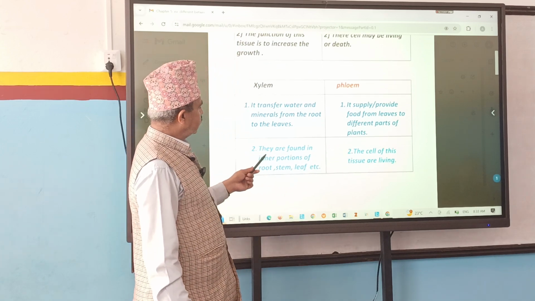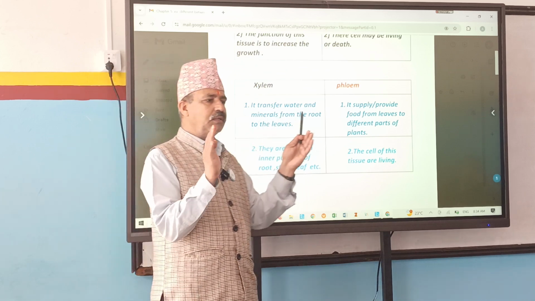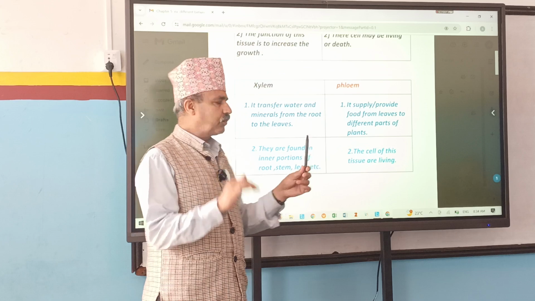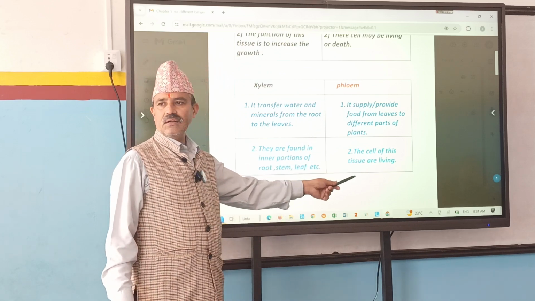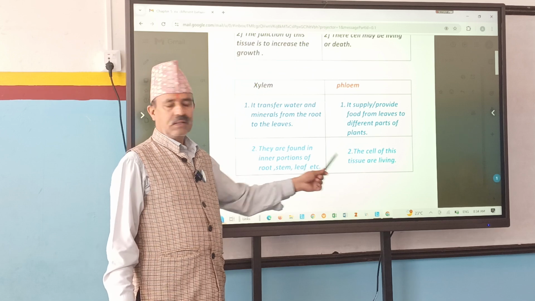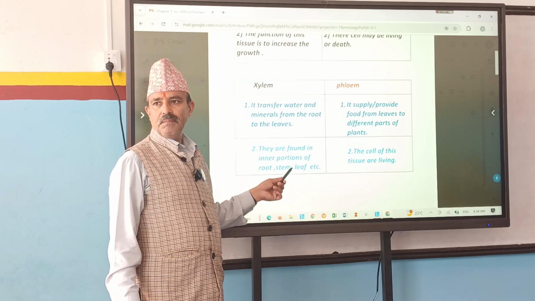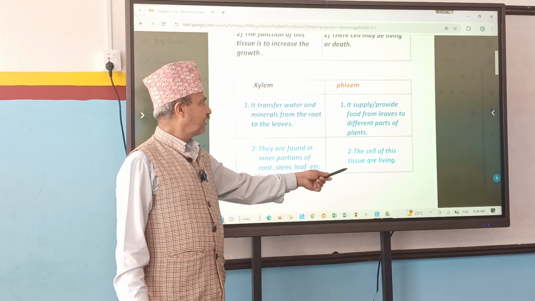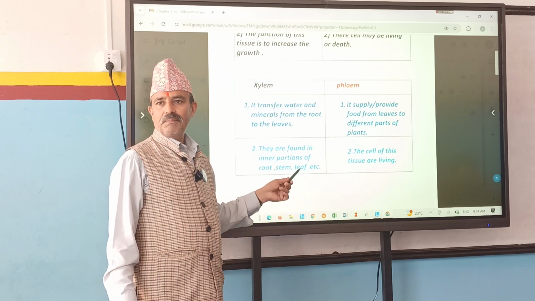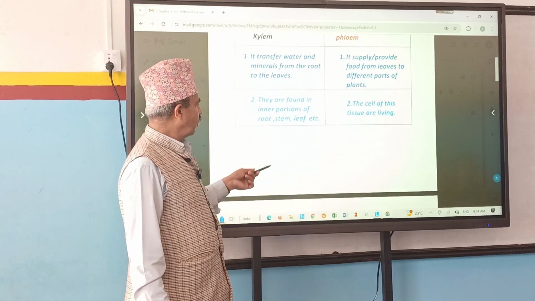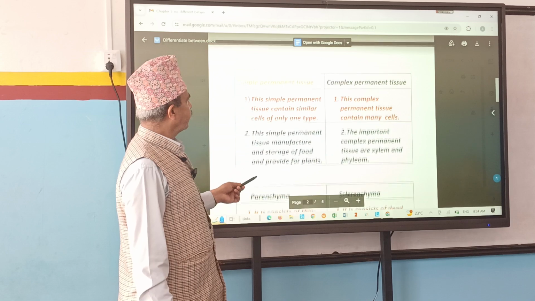What do you write here? This second number difference is not matching here, because the difference should be of similar type, isn't it? What could you write here? Xylem is called wood. Phloem is called bast. The cells of xylem are mainly dead. The cells of phloem are mainly living. So phloem is called bast, B-A-S-T. Xylem is called wood.